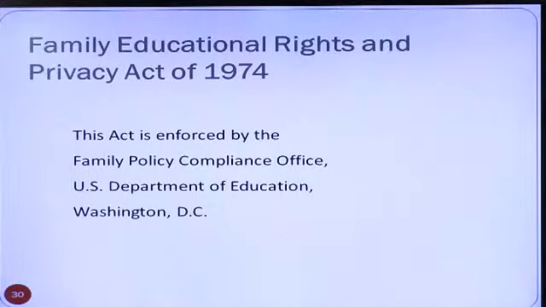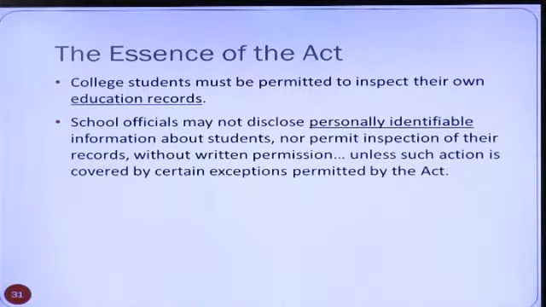So FERPA is the Family Educational Rights and Privacy Act of 1974, and they are housed in the Department of Education back in Washington, D.C. So this is a federal law, and we are subject to it because we receive federal funding from the Department of Education. So the essence of the act, basically, college students are permitted to inspect their education records. We, as school officials, may not disclose personally identifiable information to third parties. We need to have written consent to do that. There's a few ways that we can get around that legally, but basically we have to be careful on who we are giving information to and for what purpose.